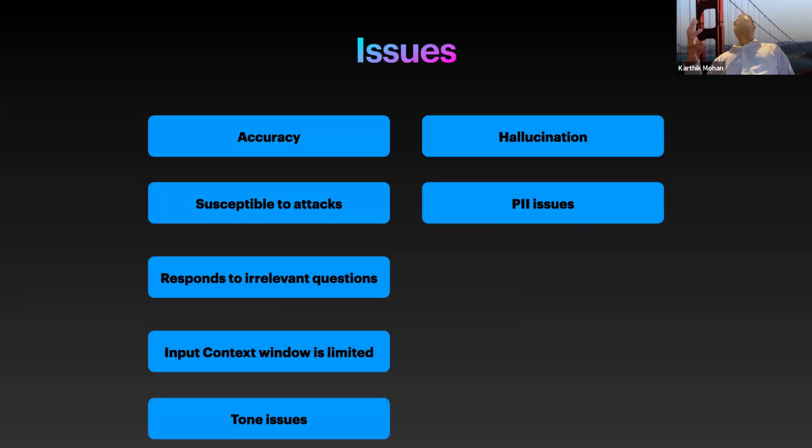Context window might be limited. This could be an issue with a simple system, where you're not able to fit all the information into a context window. You could have tone issues, like the chatbot could be accurate but not friendly. It could be very direct. It could say, yeah, so obviously it's on the page, here's the link, and using the word obviously makes it sound not so friendly, right? So tone could be an issue.